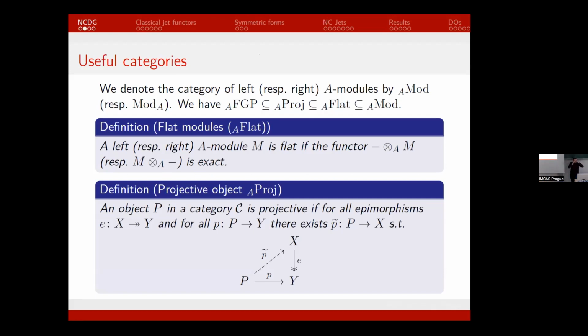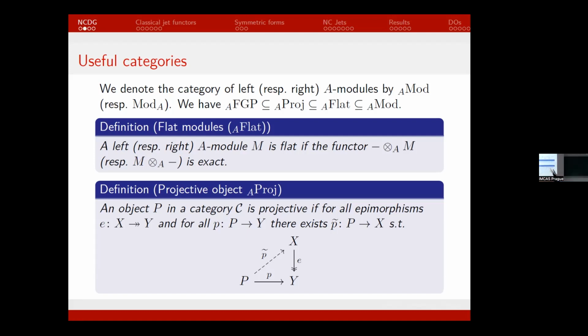Okay, so let's see some useful categories. We have the category of finitely generated projective modules, which is embedded in the category of projective modules, which is embedded in the category of flat modules, which lives in A-modules. First of all, the category of modules will be denoted by putting the algebra to the left or to the right, depending on where the algebra is.